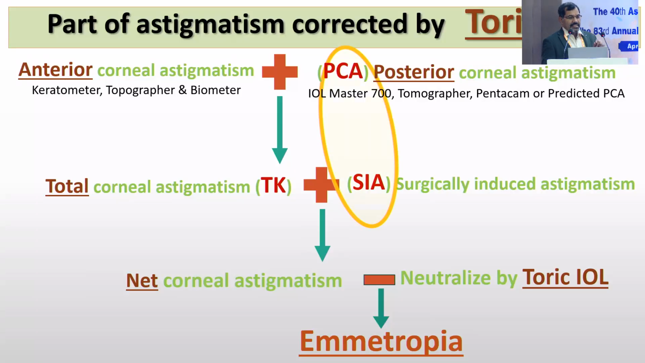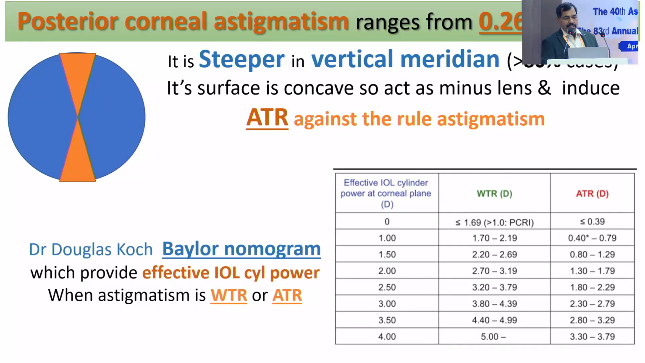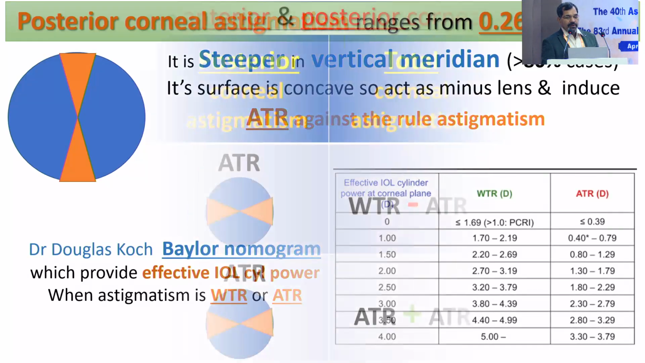At present, we can measure anterior astigmatism, but the PCA, posterior corneal astigmatism, and SIA are still not measured precisely. The posterior corneal astigmatism is about 0.26 to 0.78. It is steeper vertically, and being a concave lens, it induces against-the-rule astigmatism. Dr. Douglas Koch gave us the Baylor nomogram.